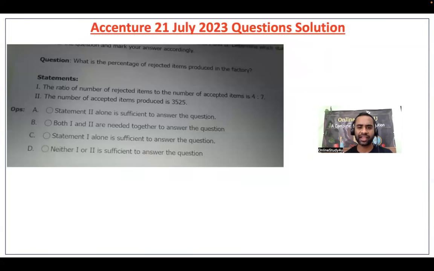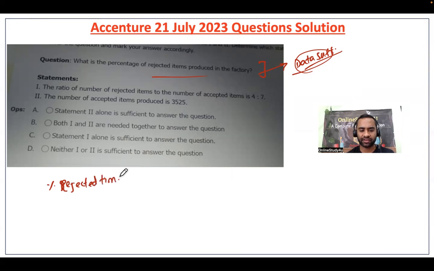Next, friends, the next problem is: what is the percentage of rejected items produced in the factory? And this is a data sufficiency problem. So the ratio of the number of rejected items. Basically they want the percentage of rejected items, you have to tell.